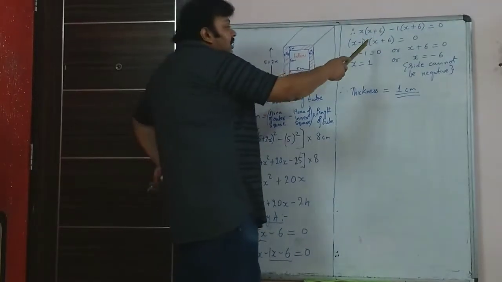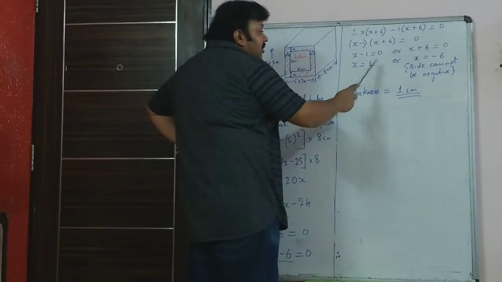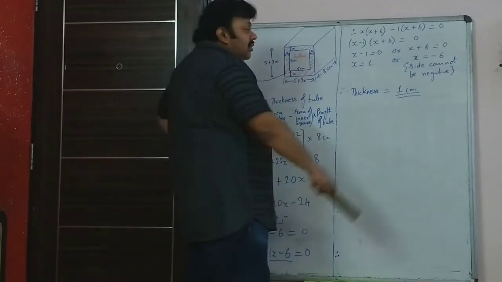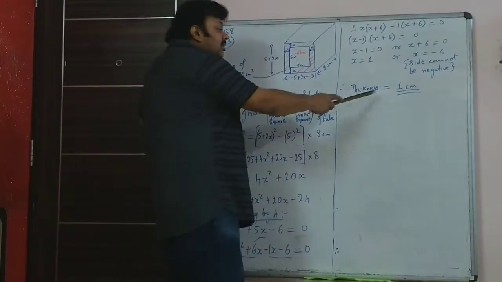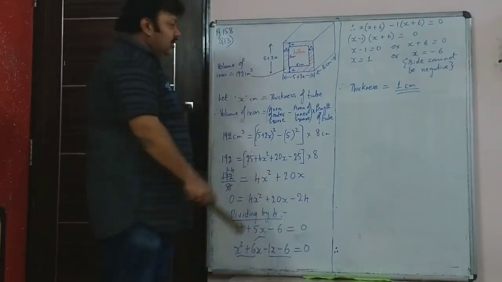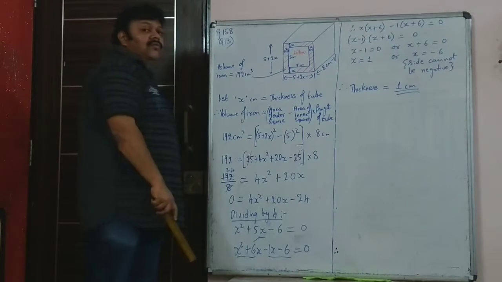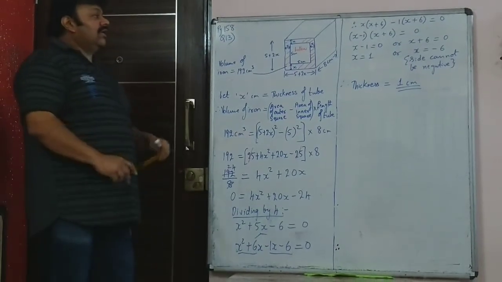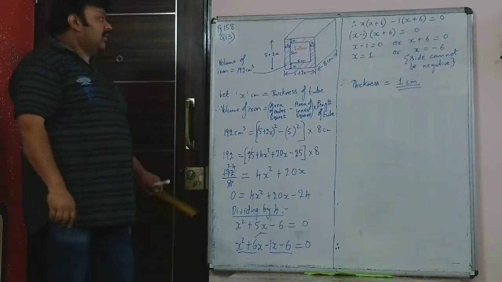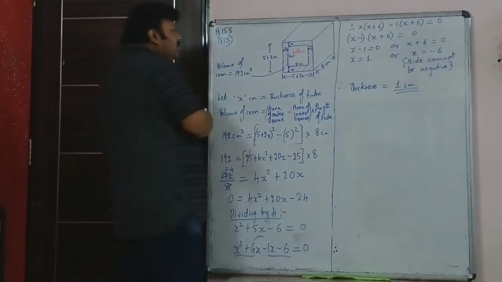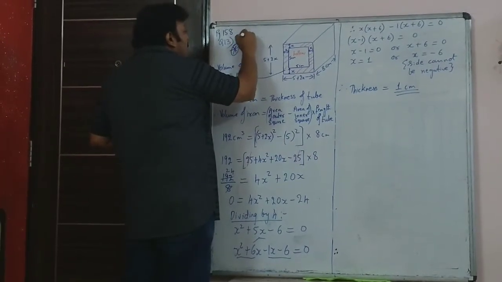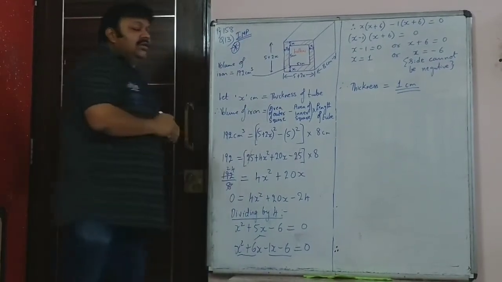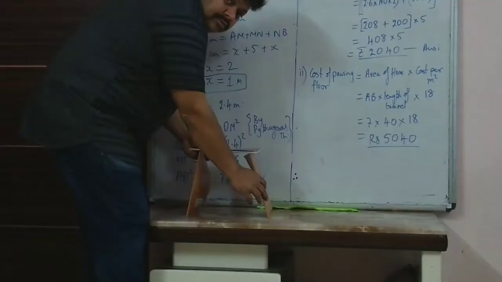So then when you split it and factorize it, you get x is equal to 1 or x is minus 1. Now side or thickness cannot be negative. Therefore the thickness is 1 centimeter. This thickness is of 1 centimeter. So that is what was asked in this particular sum. It is a volume sum. This sum is important. Mark this sum also, like the previous sum 12. This is also an important sum.